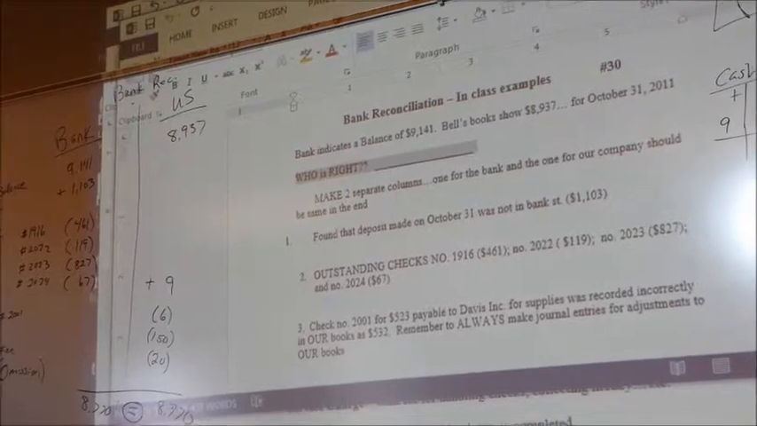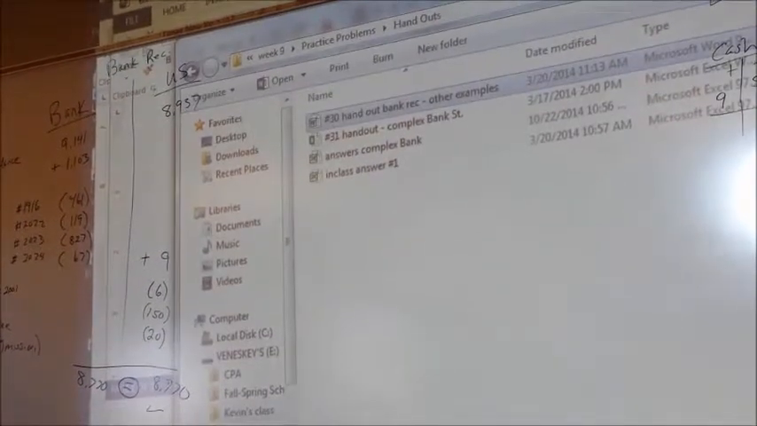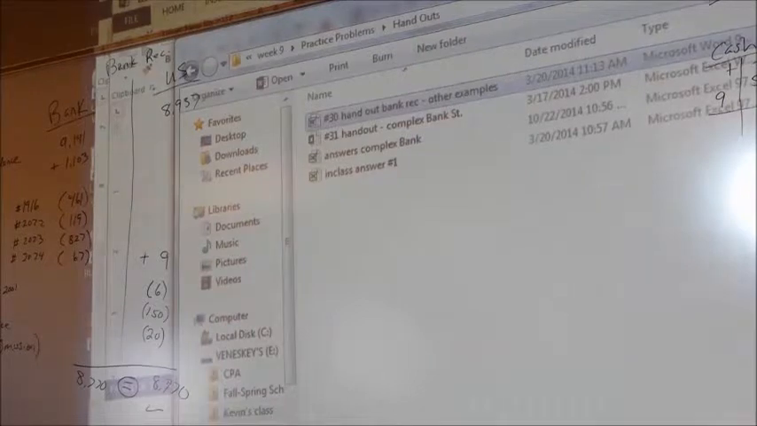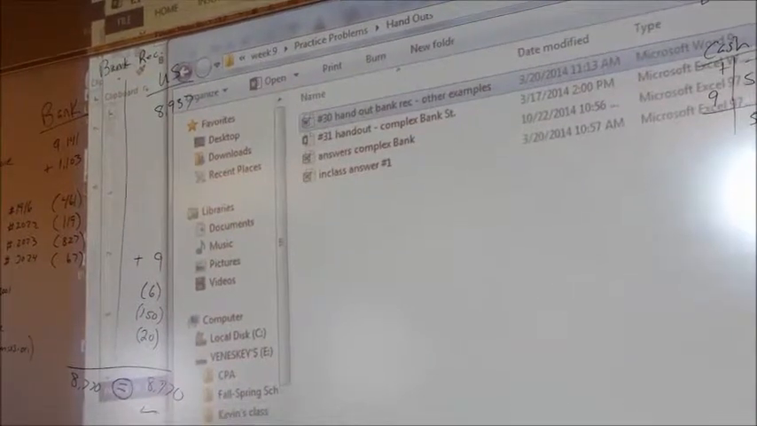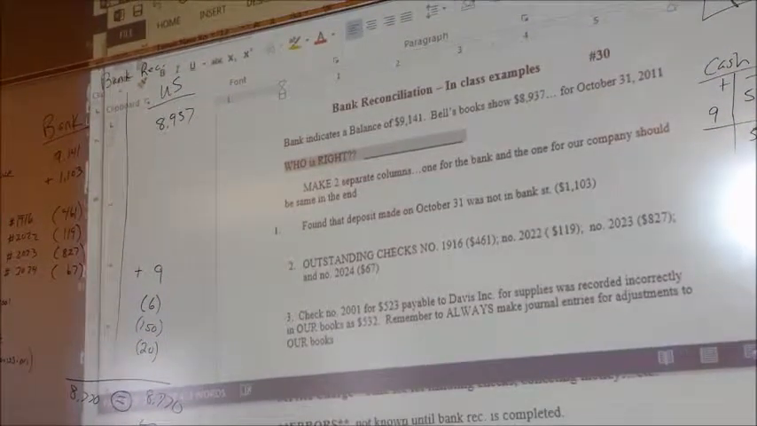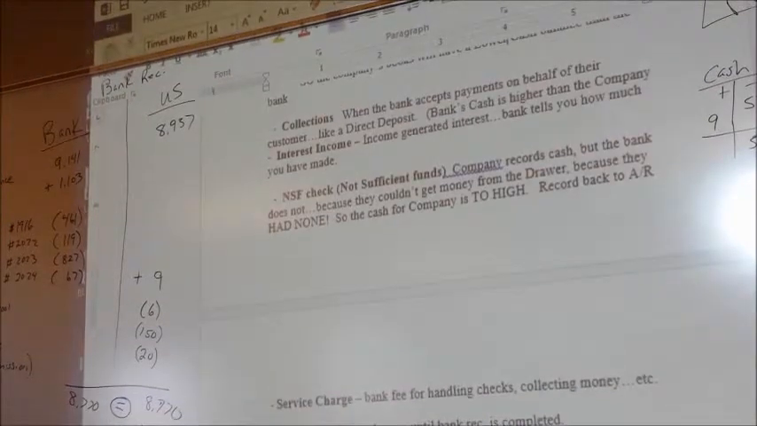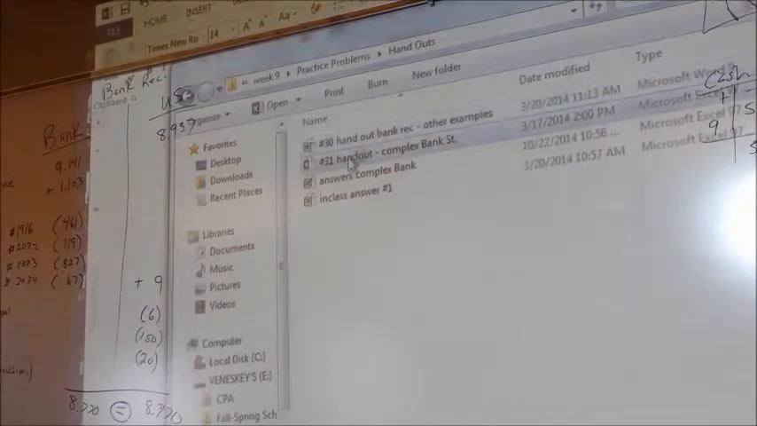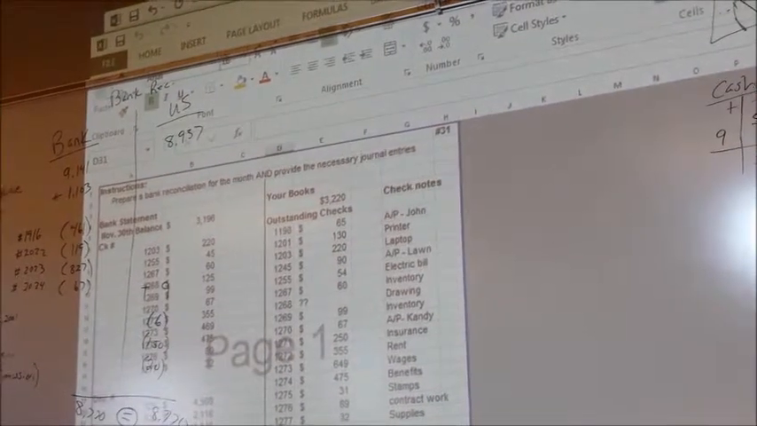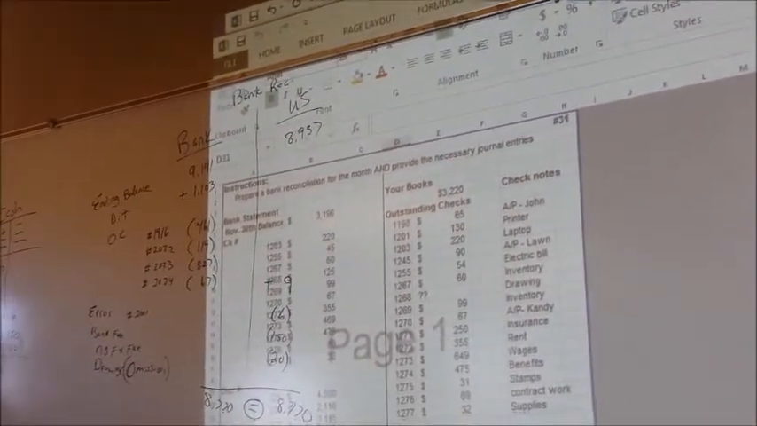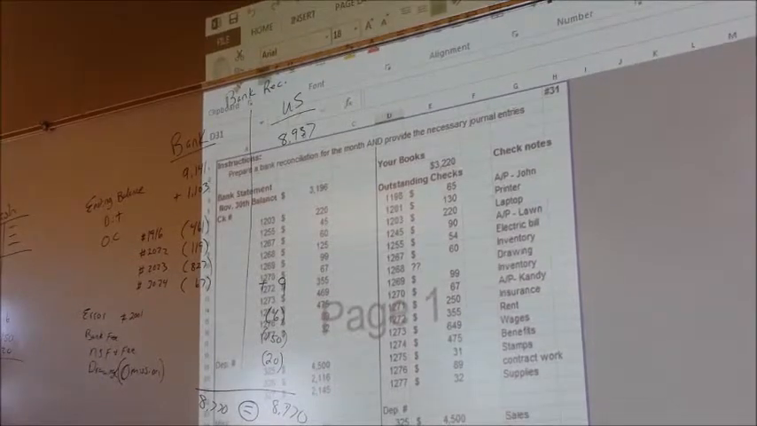Are the problems on the exam going to be similar to these things? Not quite this straightforward, and that's what we're going to look at now. So look at number 31. This is more of what a real bank rec is going to look like.